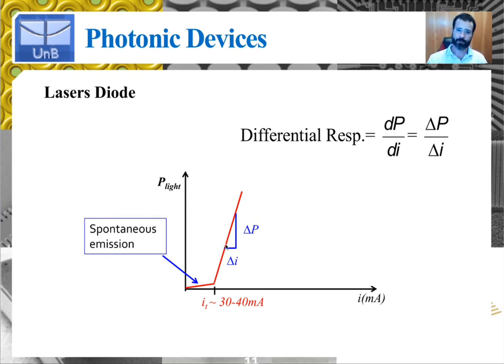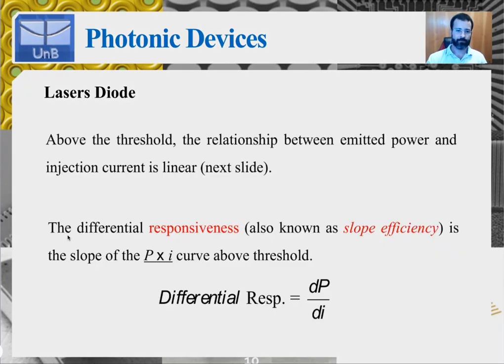And this only occurs above the threshold current. An important concept that we'll see next is the differential responsivity, which is basically the slope of this part of the curve, the linear region which corresponds to the laser oscillation. So this is the differential responsivity, also called the slope efficiency, and it's basically the slope of the power versus injection current curve above the threshold, right? It's basically the derivative of the emitted optical power with respect to the forward bias current of the laser diode.